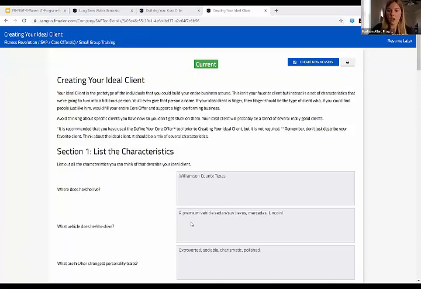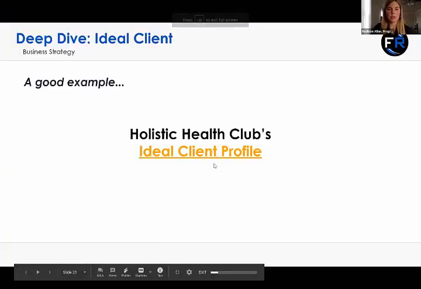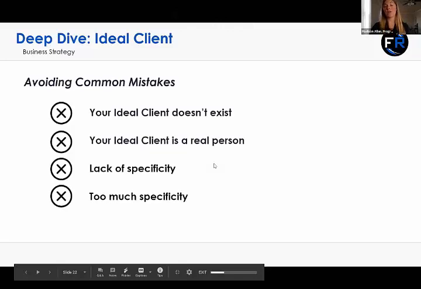Okay, we are at 1:54, so I'm going to go ahead and come back to our presentation. We'll go ahead and move towards wrapping up. We've gone through our ideal client tool, our core offer tool, and our long-term vision tool.